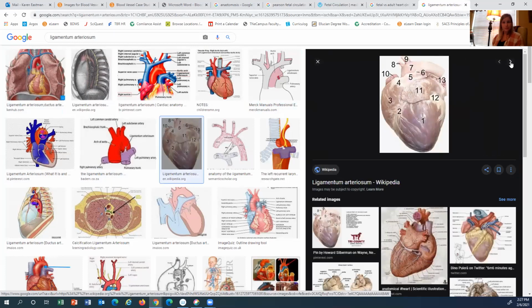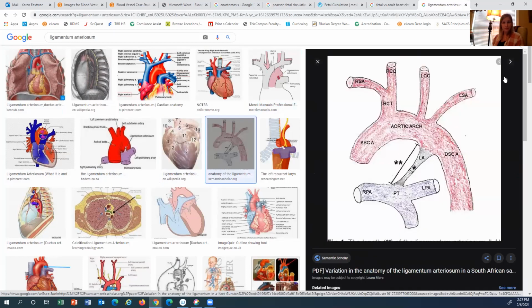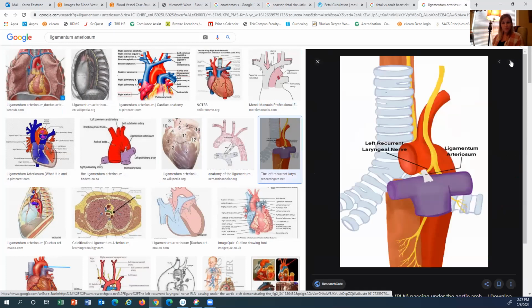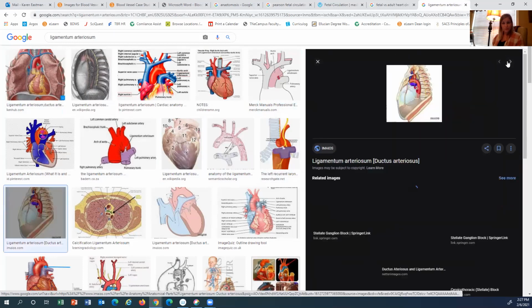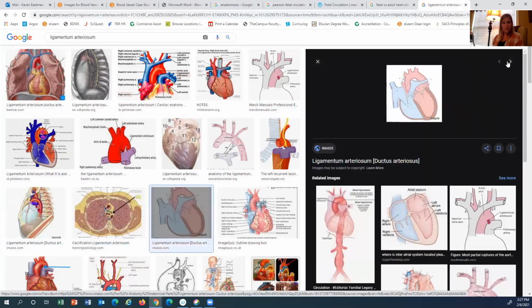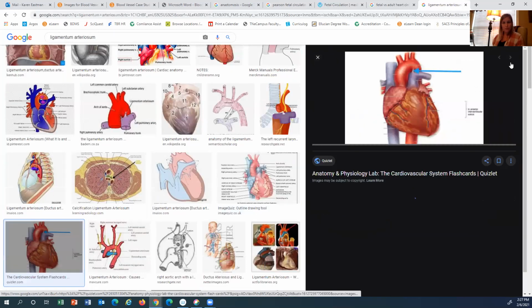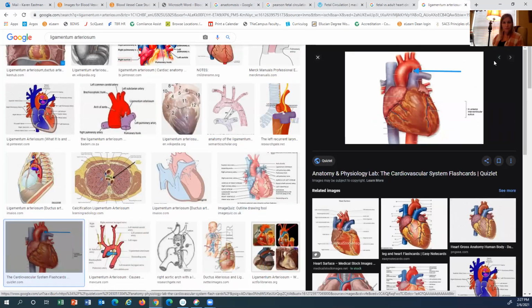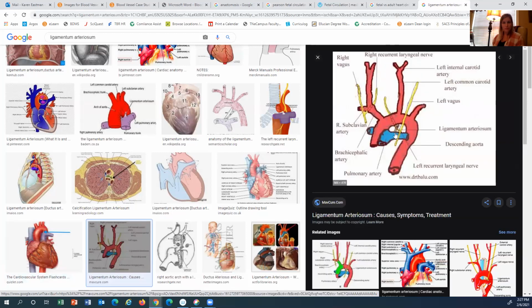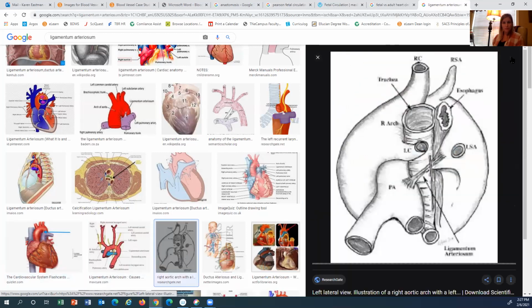Anytime I'm looking at structures, I love to just do stuff like this, like go through Google image and identify it over and over and over again, and it just solidifies where it is. So if I just put something in there like ligamentum arteriosum, then I know exactly where to look for it, between the pulmonary trunk and the arch of the aorta, even if it's something somebody drew, like right there.